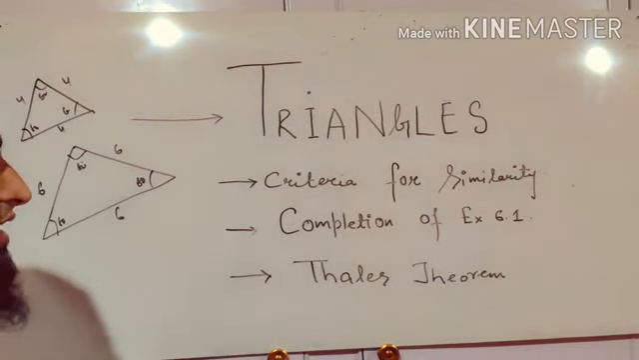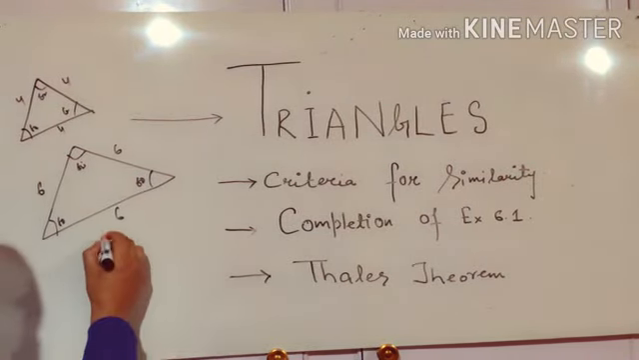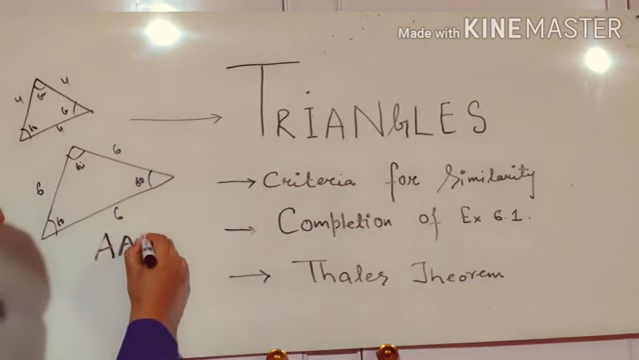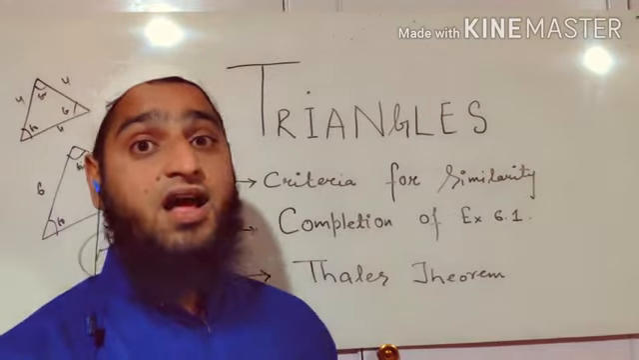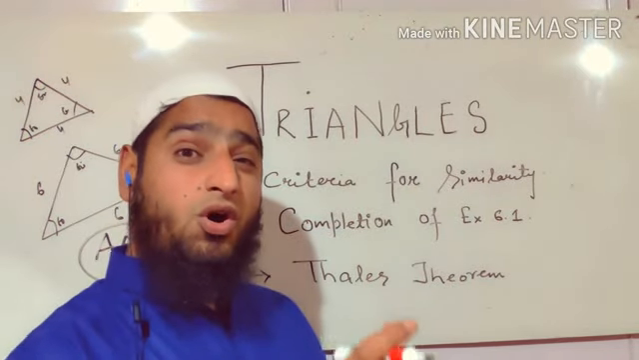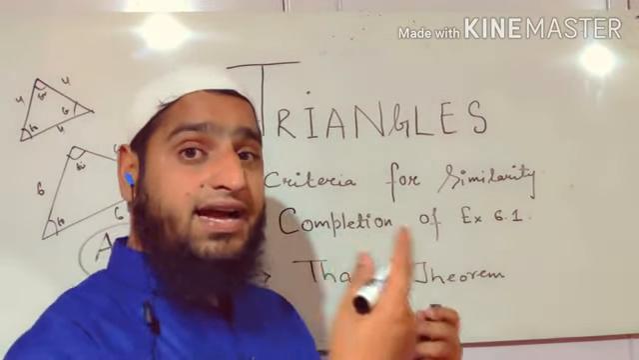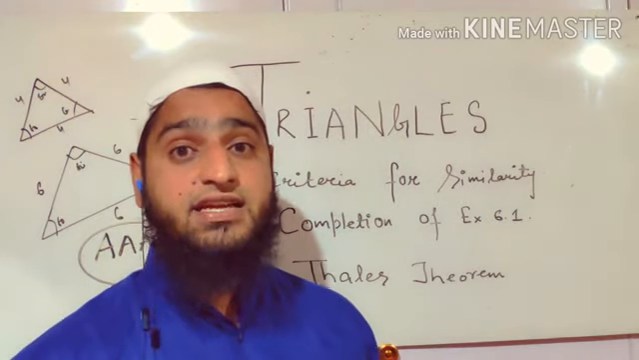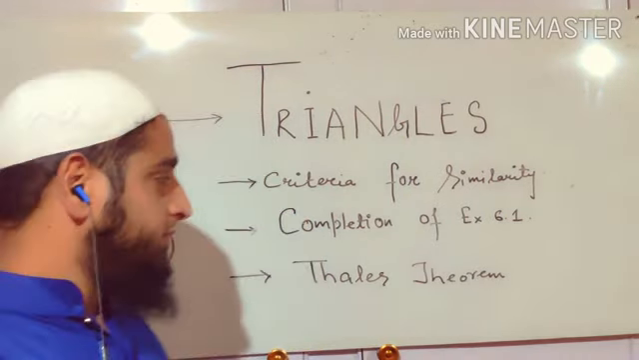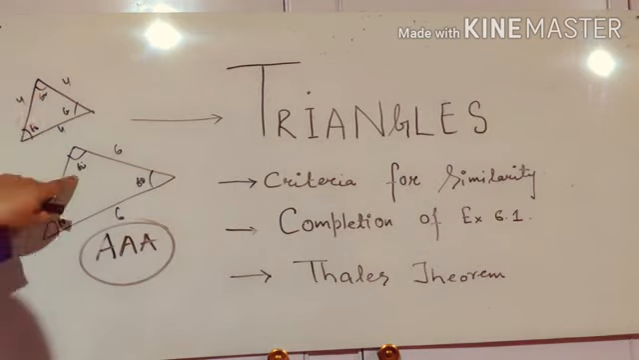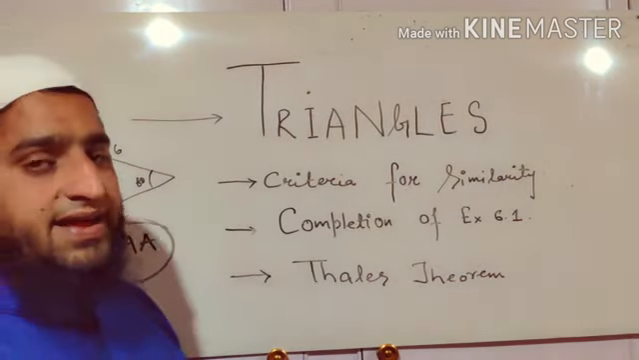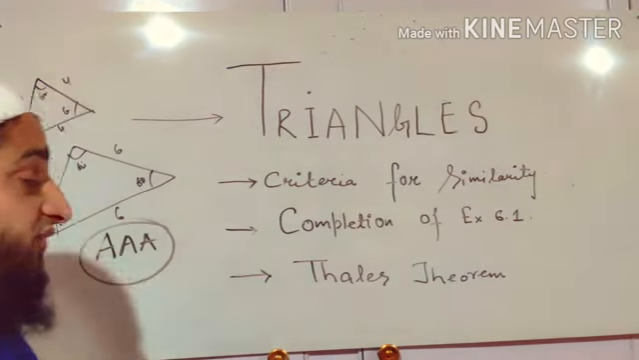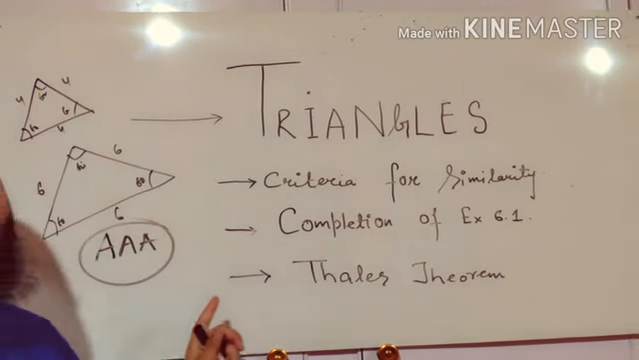You have to see it. The first criterion for similarity is angle, angle, angle. If the three angles of one triangle are equal to the corresponding three angles of the other triangle, then we say the two triangles are similar. If you see here, 60, 60, 60, and by angle-angle-angle similarity the triangles are similar. This is the first criterion for similarity.